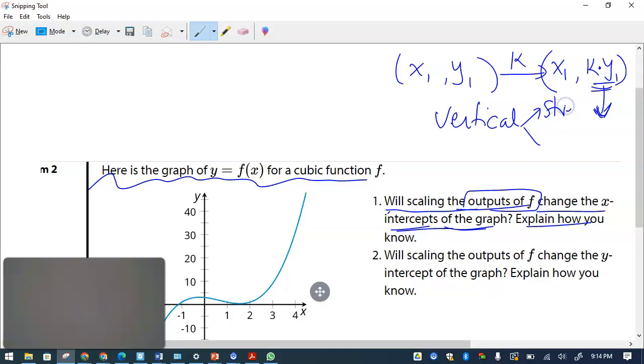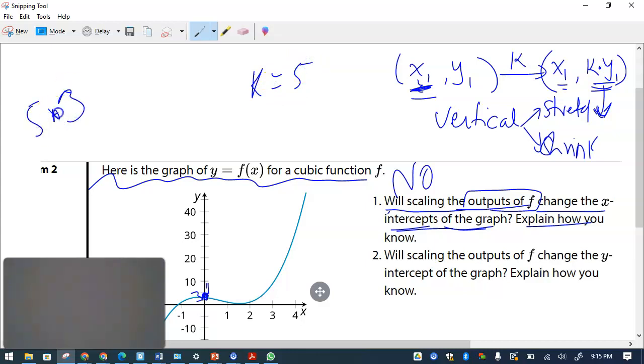So when you have a vertical stretch or shrink, this x stays the same. So here the answer is no, because when you pull something up, let's see, if I want to pull this point right here, which looks like a 3, if I use a scale factor of k equals 5, then 5 times 3 is 15, and the x coordinate here is 0. So this 3 will move to 15.